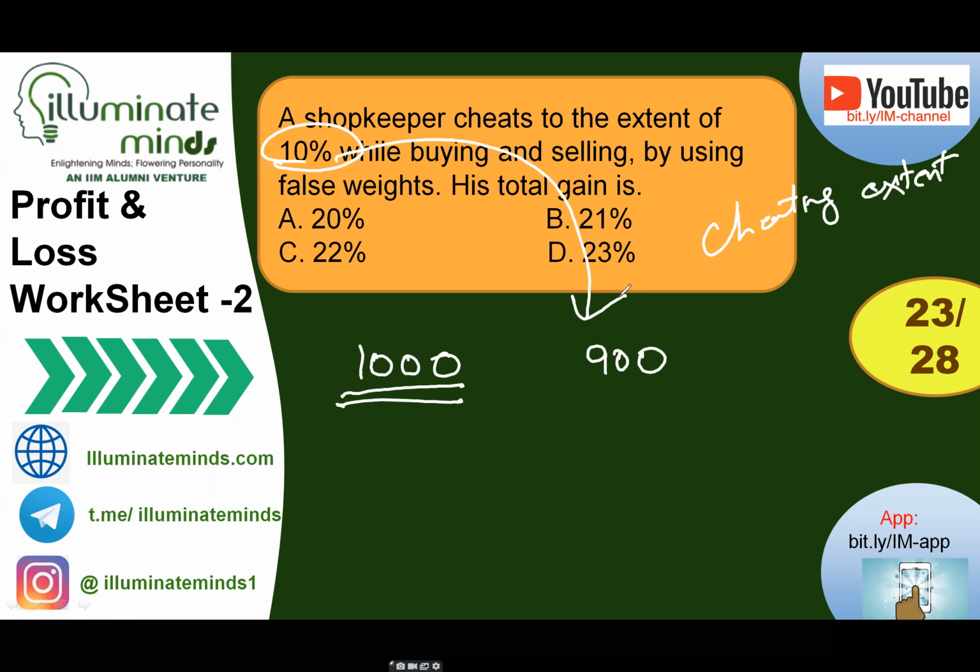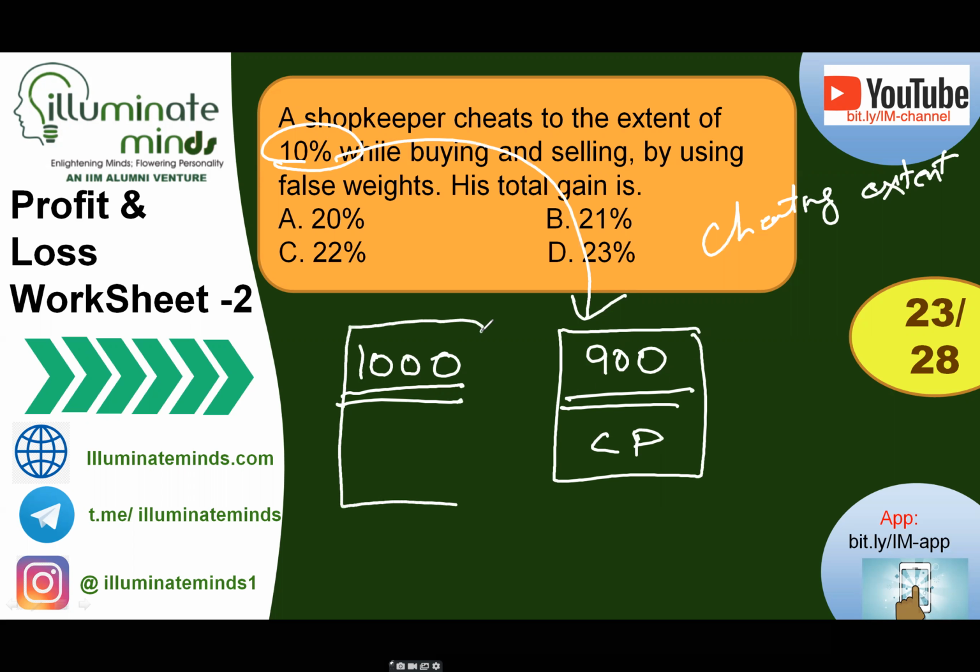So by using false weight, his total gain, this is his real cost price. If each gram costs rupee 1, the total money involved in the transaction is 900 rupees. What he's getting in return is the person's perception of the cost price, that is 1,000 rupees. So this is my actual selling price. So my gain is nothing but SP by CP, 1,000 by 900, right? Okay. Sorry, guys. I took it the other way, so this is not the case.